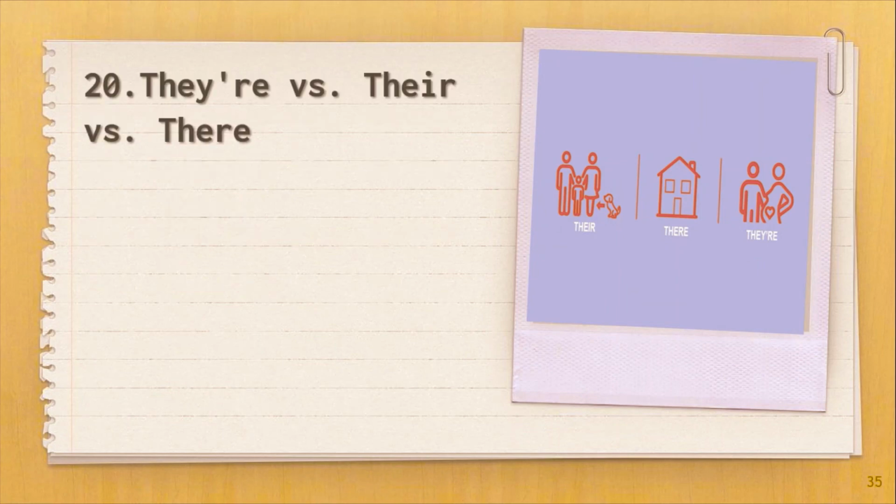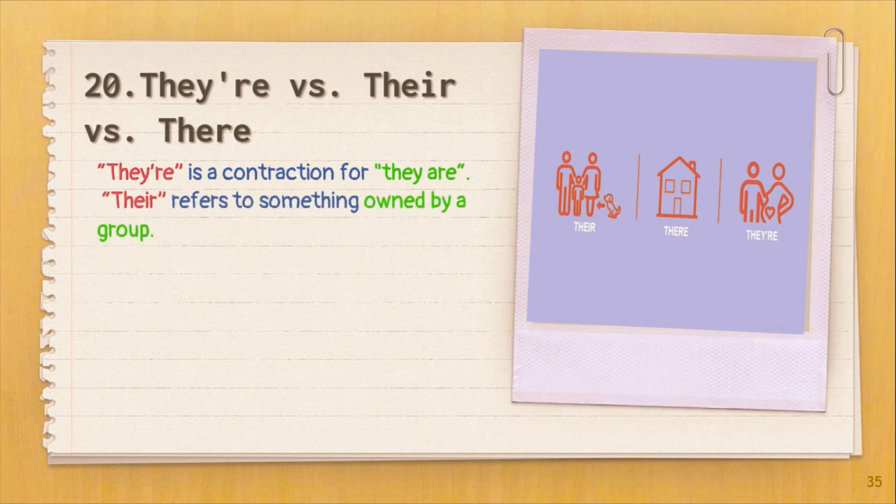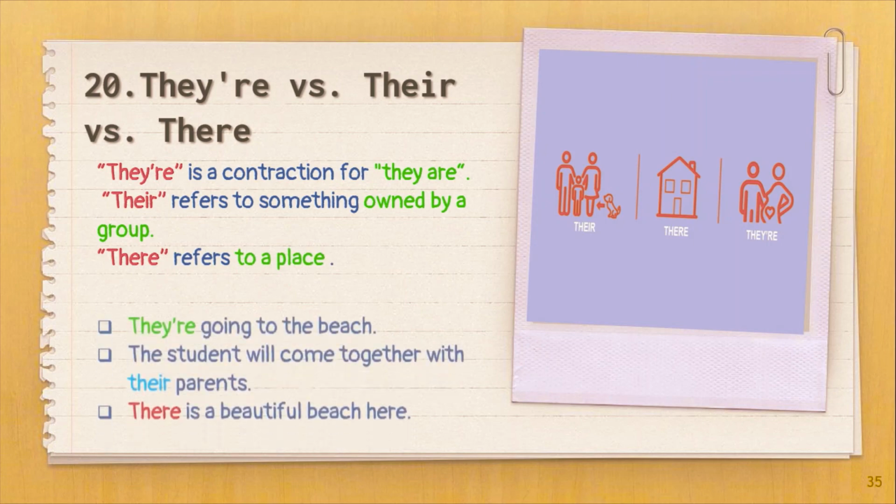Okay. The last grammatical error is their versus there versus they're. Oh, what a confusion. They're is a contraction for they are. So if they are is contracted or fused, it will resort to they're with an apostrophe. Their refers to something owned by a group, okay? And there refers to a place.